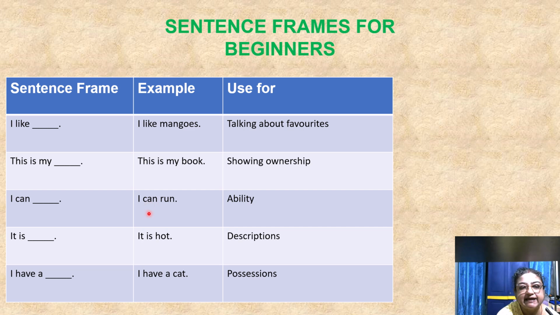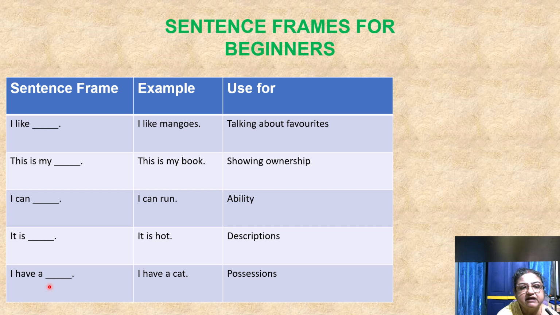So I can is ability. It is hot, it is cold. In this way you can add as many as you can. It is dry, it is wet. In this way you can. So it is descriptions.